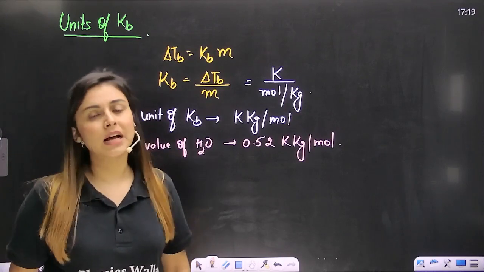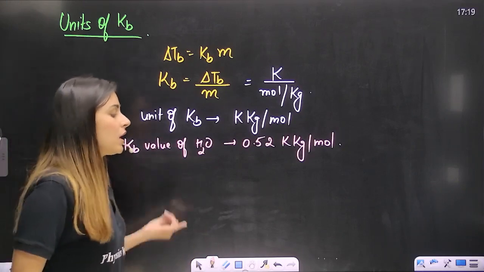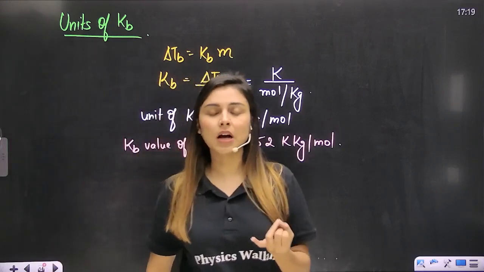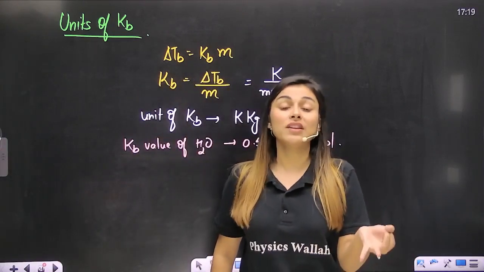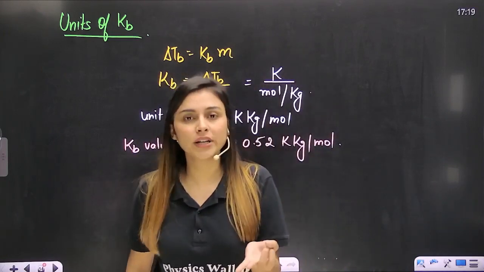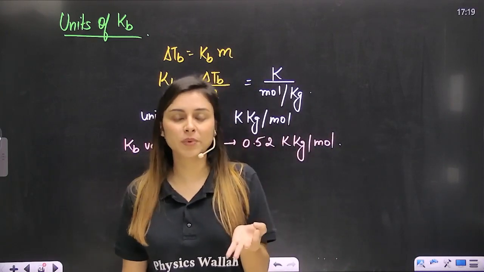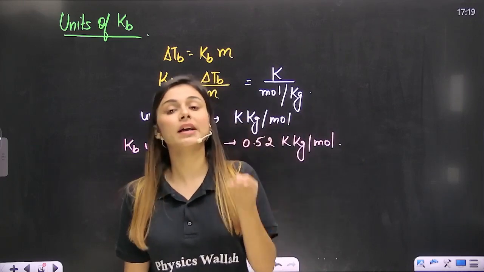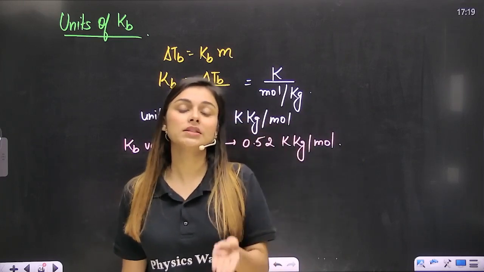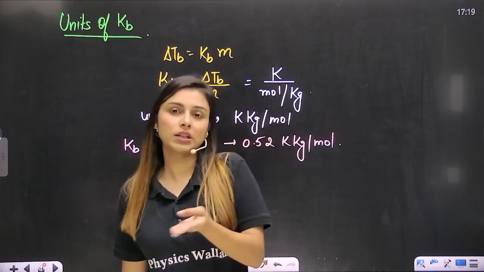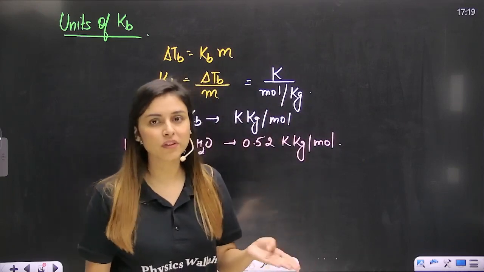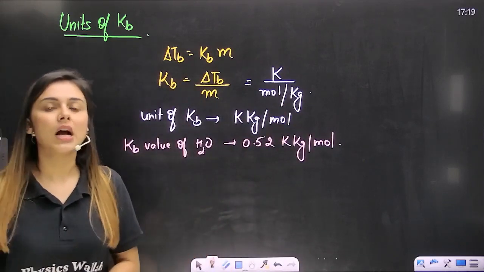Okay, yes, I hope you're clear with this. I hope you're clear how the elevation in boiling point comes out, how it depends, how we can classify it as a colligative property. I hope you understood the expression, how to calculate it, and that you understood what Kb is, what things it depends on, and what the unit of Kb is. These are some questions which are asked to you.